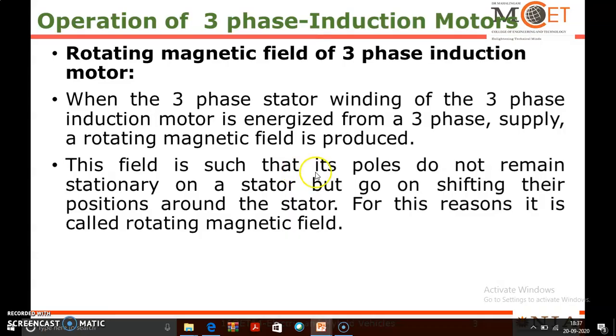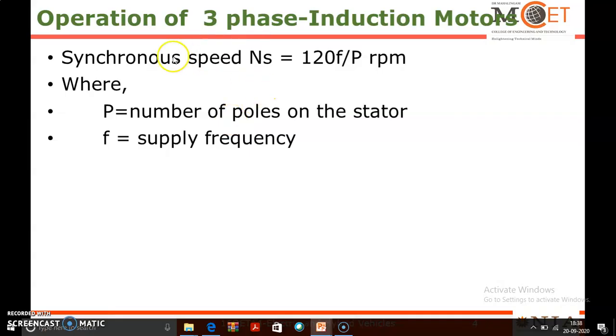This field is such that the poles do not remain stationary on the stator, but they go on shifting. As a three-phase AC supply is applied to the stator winding, the north pole and the south pole of the developed magnetic field on the stator winding will be varying. For this reason, it is said to be the rotating magnetic field. This rotating magnetic field rotates at the synchronous speed.